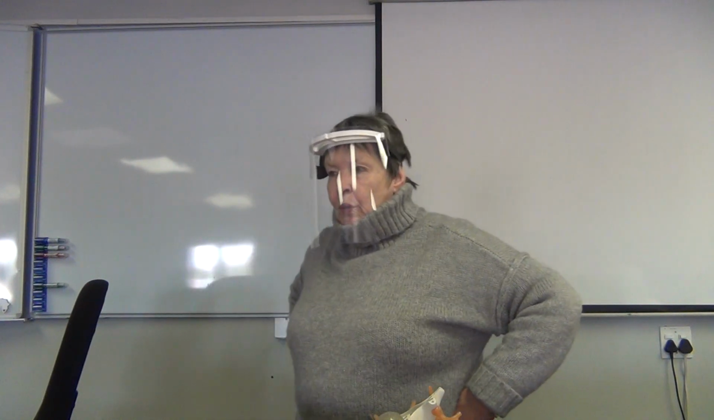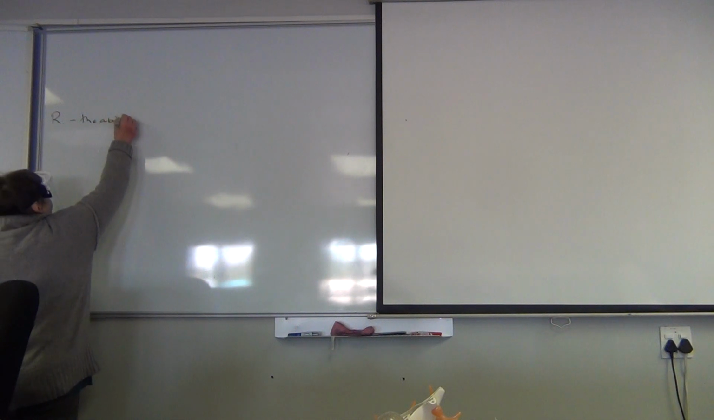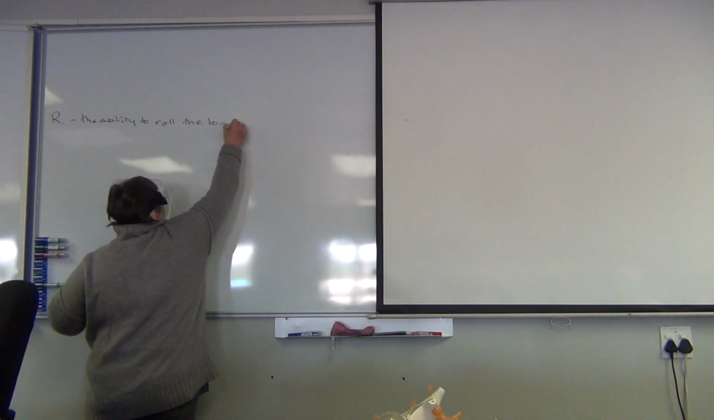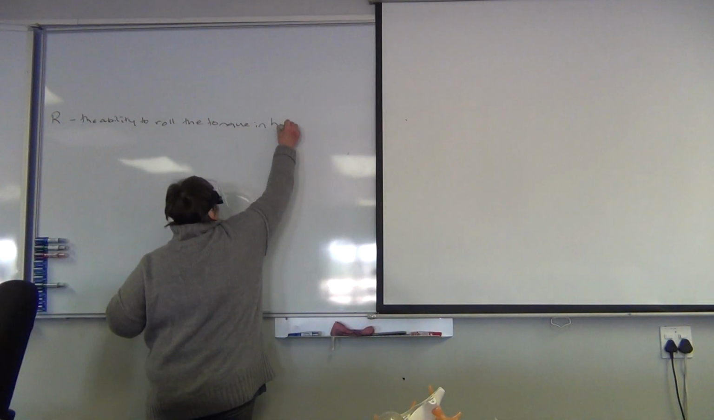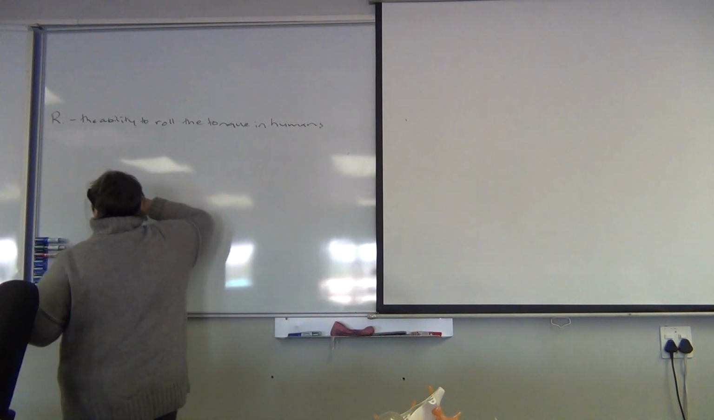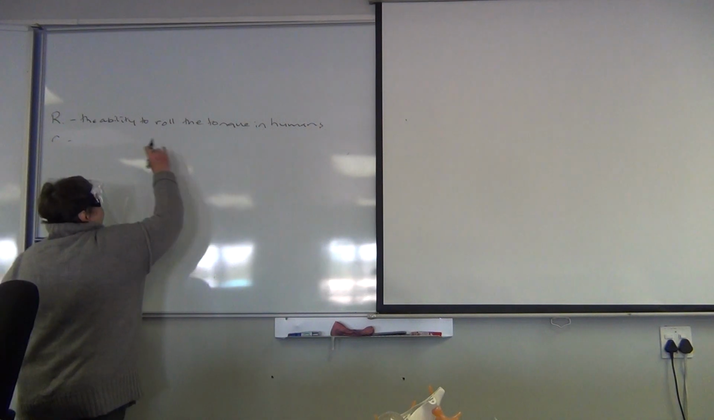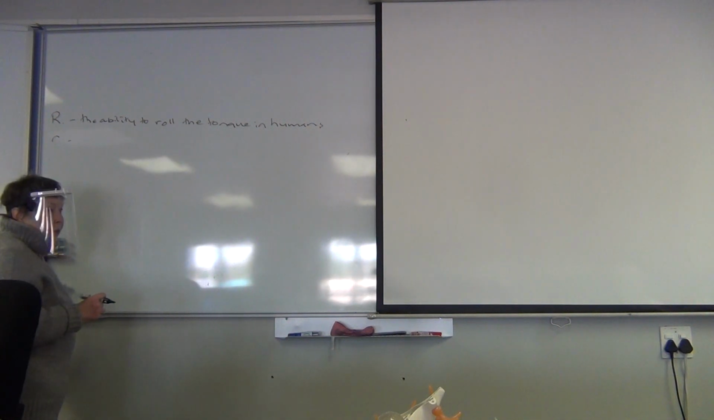Right, so today what we're looking at is if an organism, okay, so let's say we're going to use the allele tongue roller and non-roller. So our symbols are capital R for the ability to roll the tongue in humans. And the recessive allele is lowercase r, and that is for the inability. Okay, you happy with that?